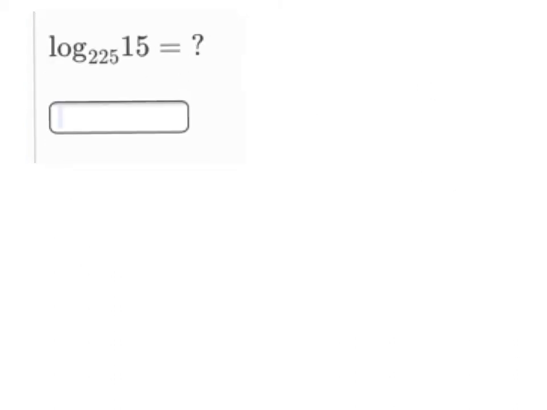So on this problem, I've got log base 225 of 15 equals what? And we're saying 225 raised to what power gives me 15? Well, I need to break 225 down.